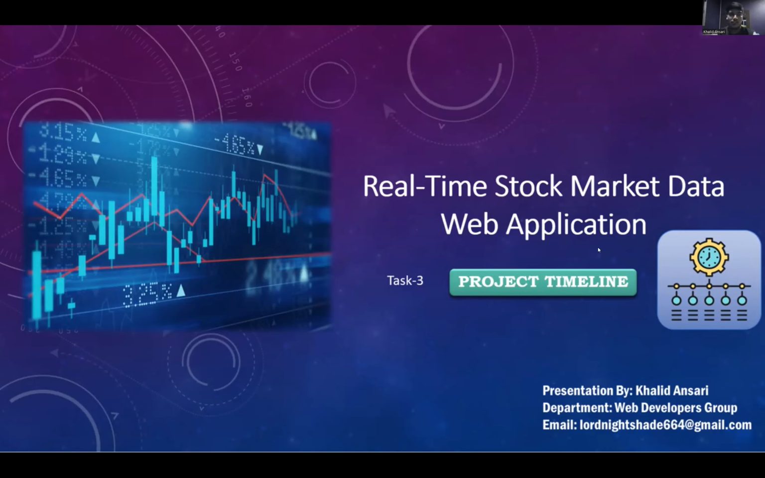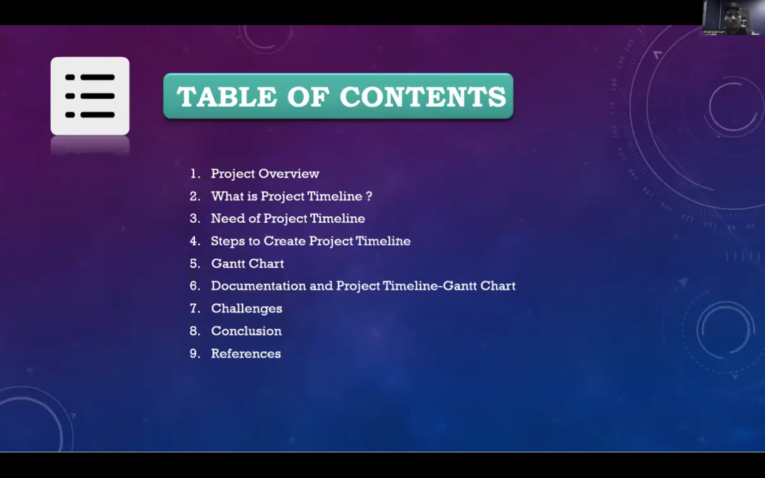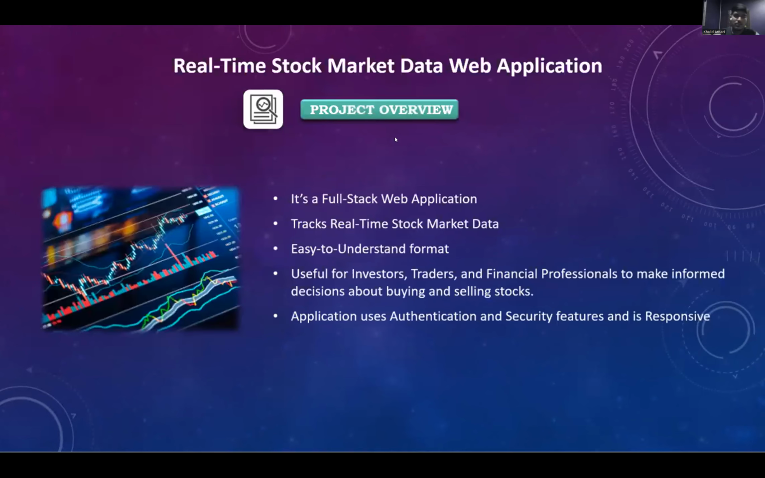So continuing with the presentation, this is the table of contents. We have the project overview, which shows a simple summary of the project which was given. What is a project timeline? What is the need for a project timeline? Steps to create a project timeline. What is a Gantt chart? The documentation and the project timeline Gantt chart, and the challenges, conclusion, and references. Moving on, this is the project overview.